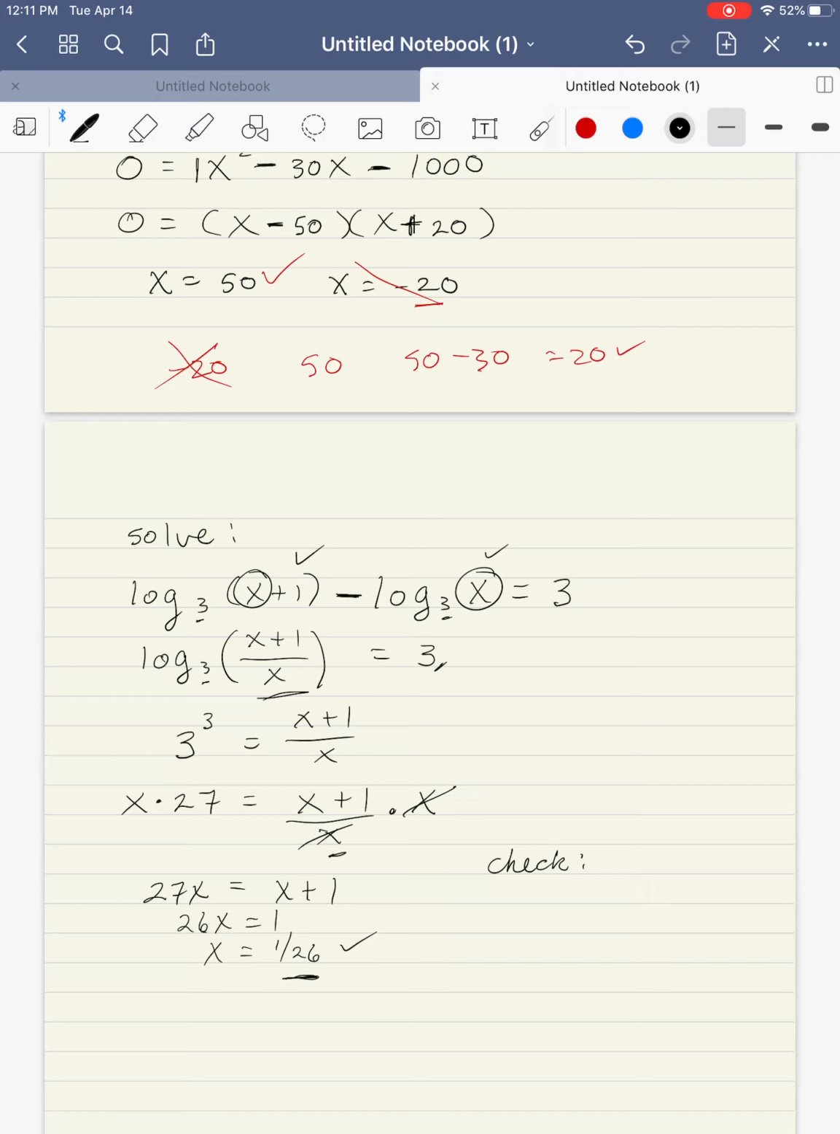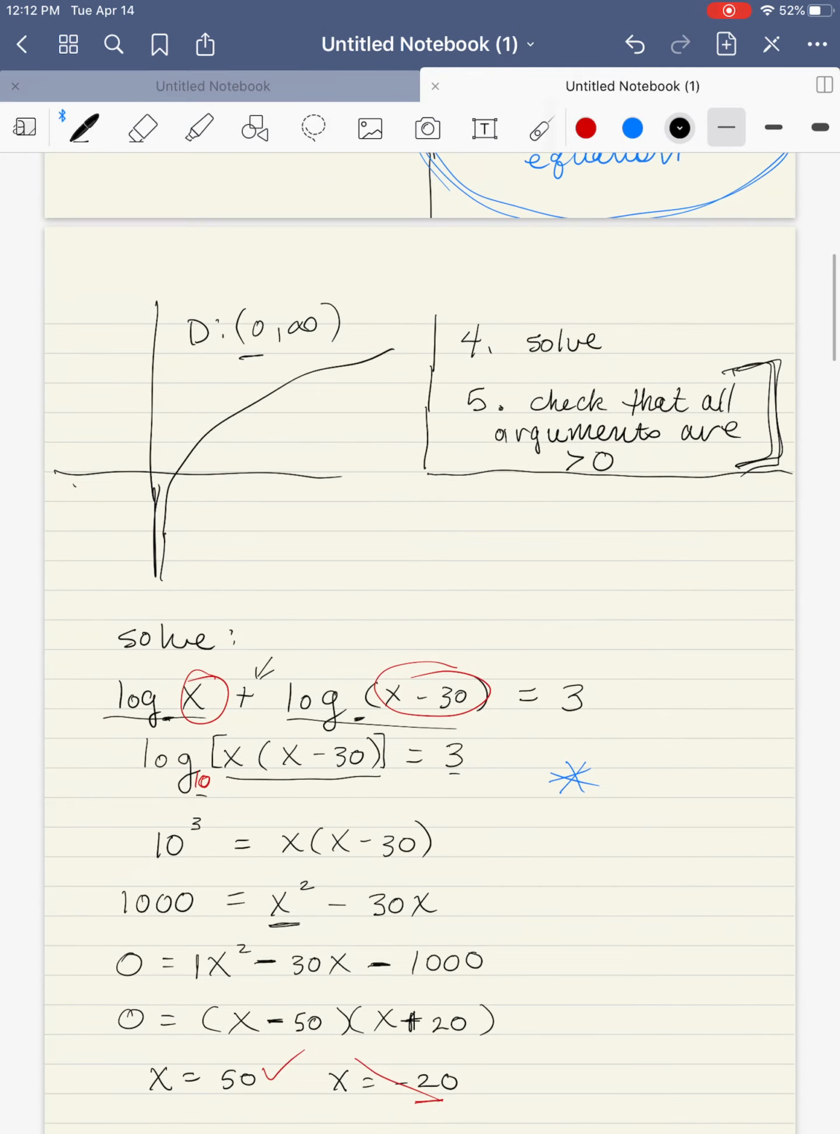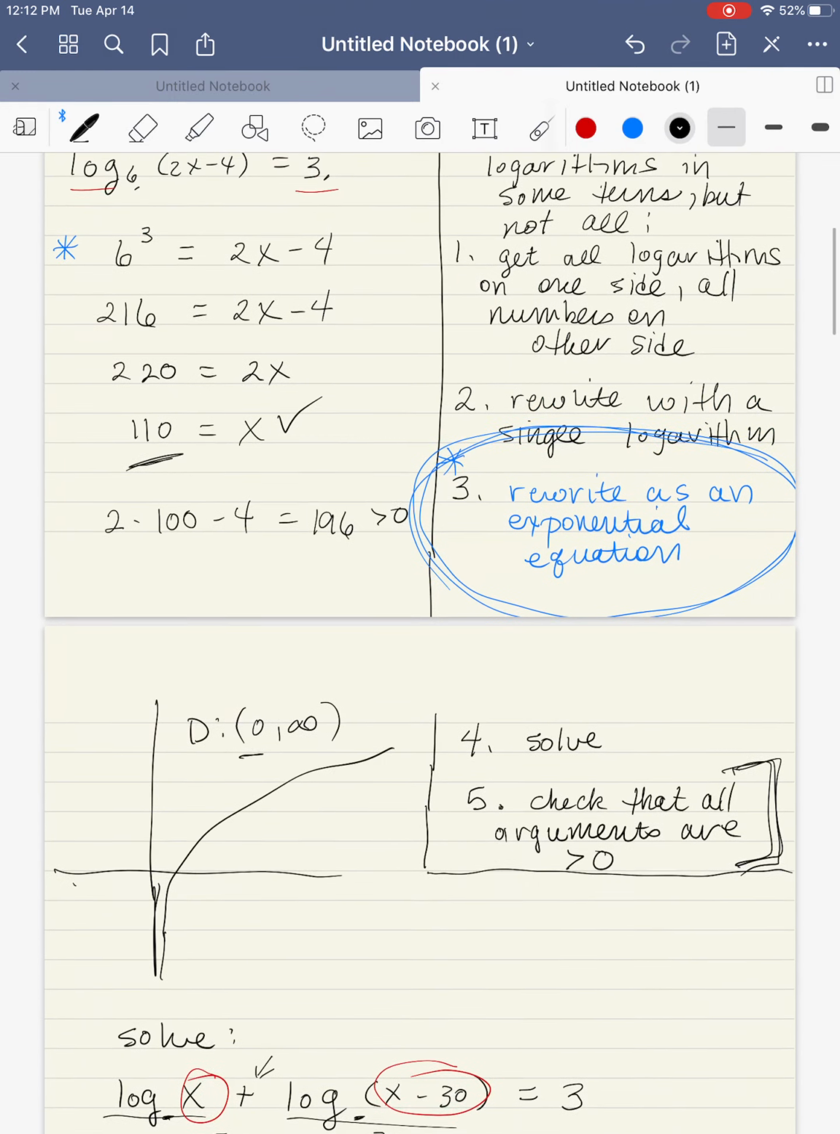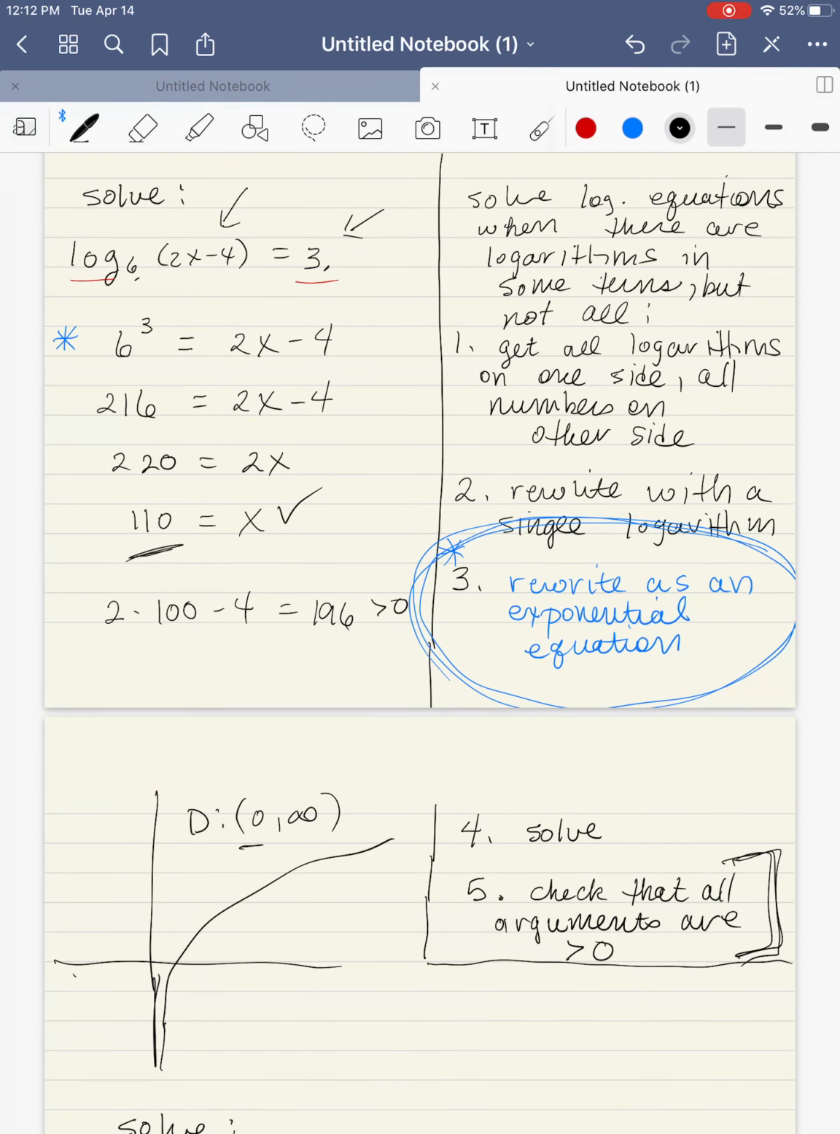In our next video, we're going to look at how we solve logarithmic equations if all of the terms have logarithms in them. And we're going to see that we use a completely different process. But just to reiterate here, if some terms have logarithms and some do not, the big step is going to be rewriting as an exponential.